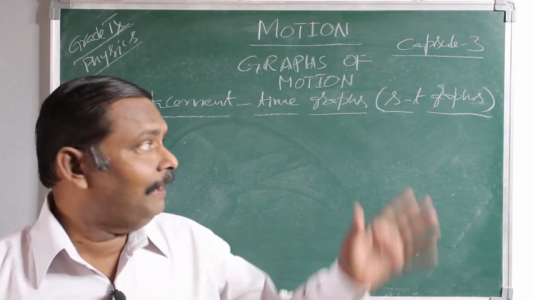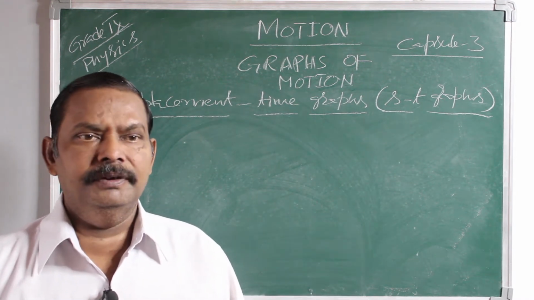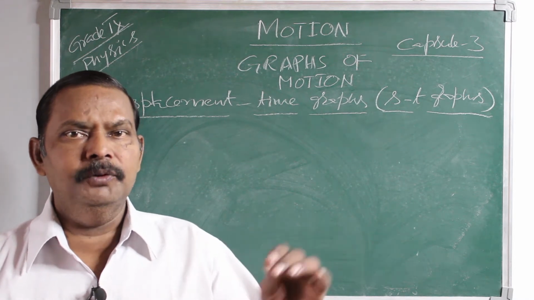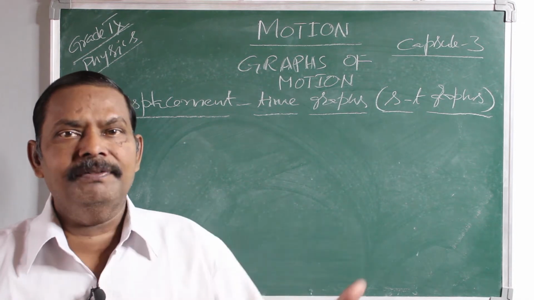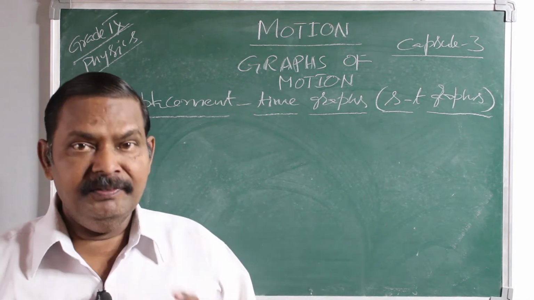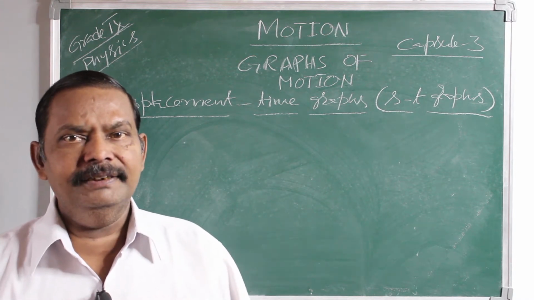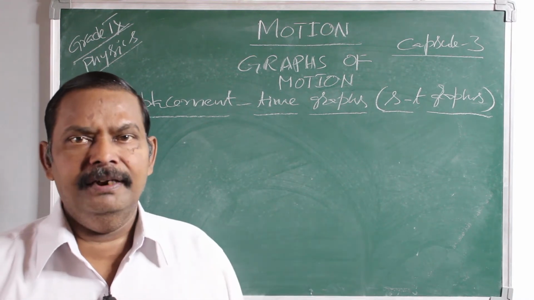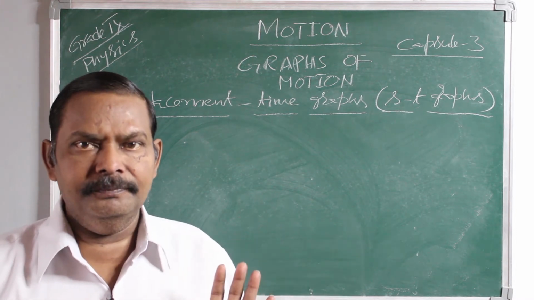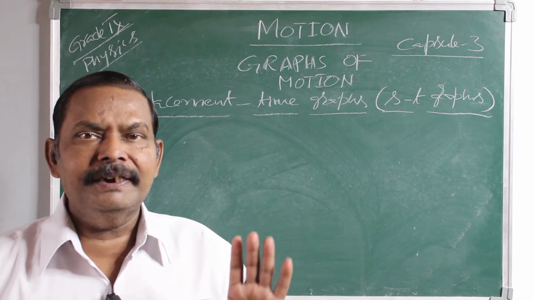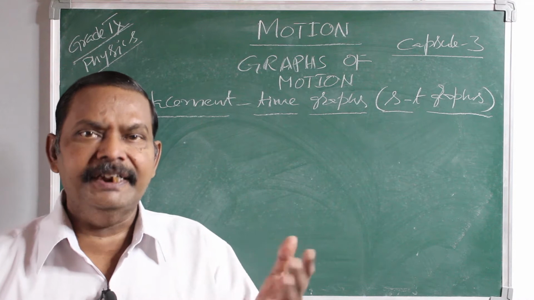Today in this capsule we'll discuss the graphs of motion. When a body is in motion, we can represent the motion of the body graphically. There are basically two types of graphs we are going to discuss. One is the displacement time graph and the second one is the velocity time graph. Displacement time graph, short form is ST graph, velocity time graph is VT graph.